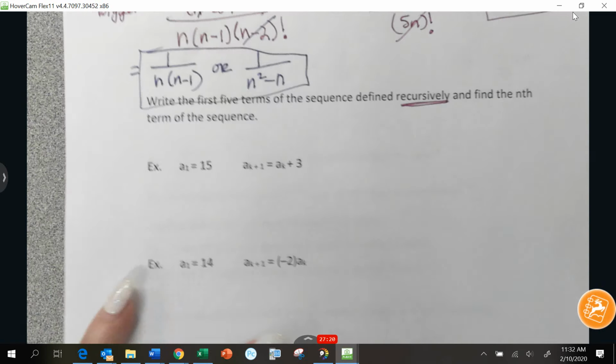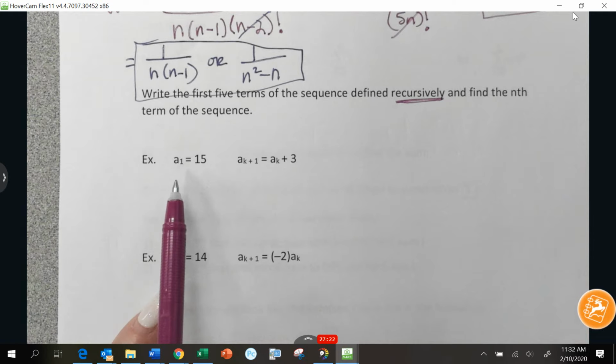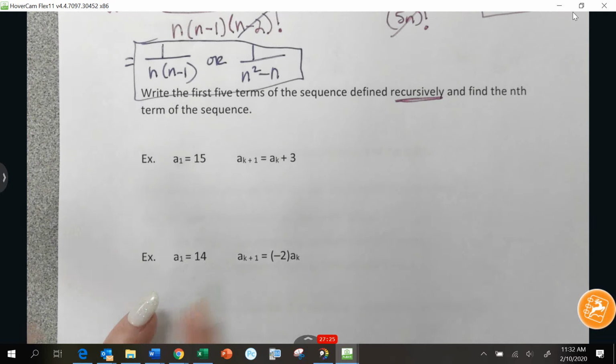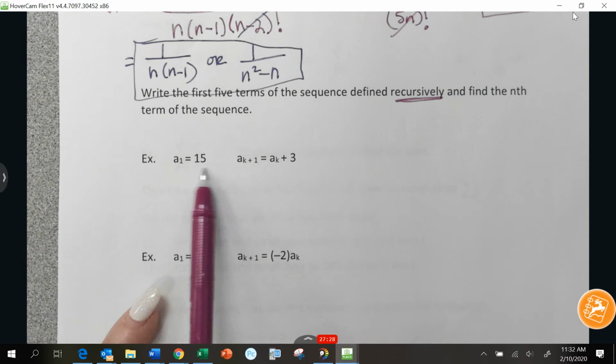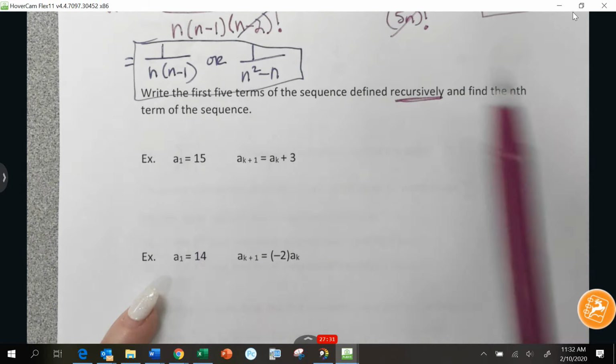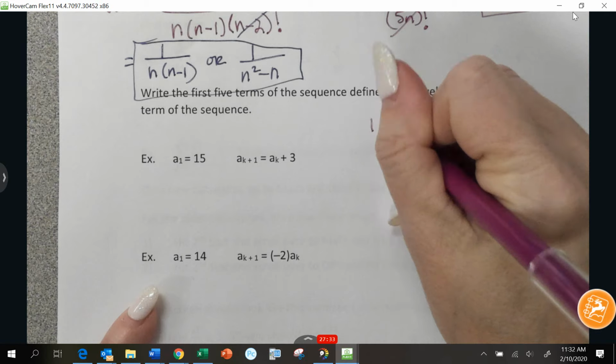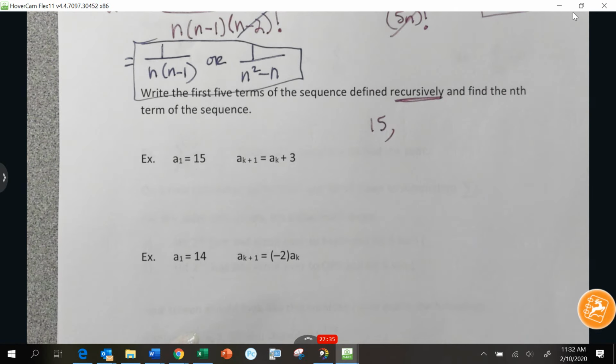So we were doing this on Thursday, and I said just plug in 1 or plug in 2 and figure them out. So I look at this one, and I already know a sub 1 is 15. So that is my first term. What would be something that I could try to find a sub 2?